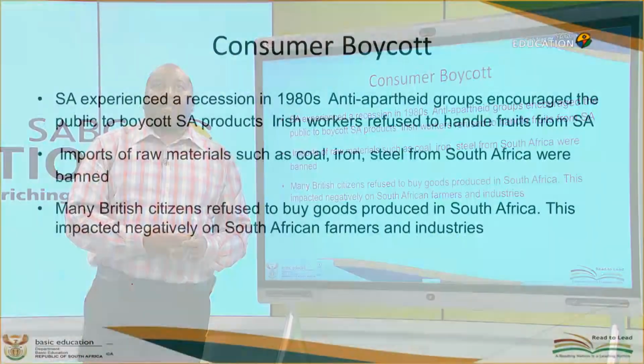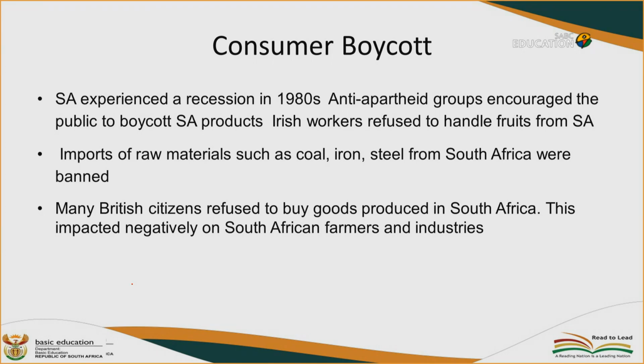The next boycott is called the consumer boycott. Now, South Africa experienced a recession in the 1980s. The economy has gone down. South Africa is no longer allowed to import or to export their goods. A number of people lost their jobs. The government could not bring stability in the country because now the anti-apartheid groups requested the public to boycott all South African products. Now, all South African products could no longer be exported. And that means then South Africa could not gain anything from the international world.